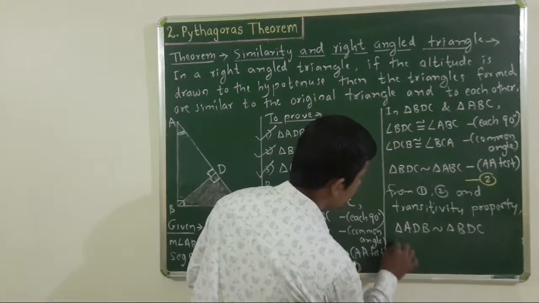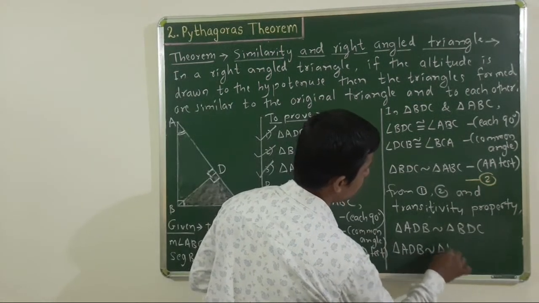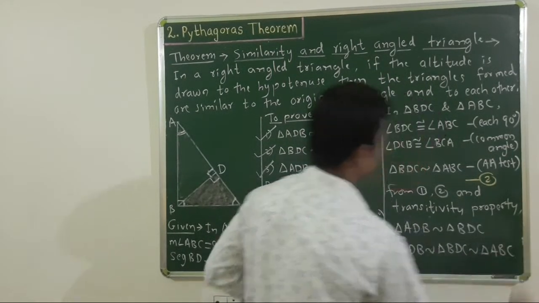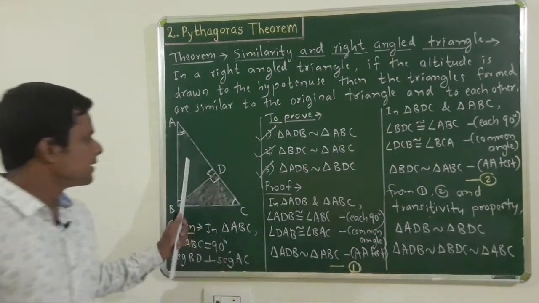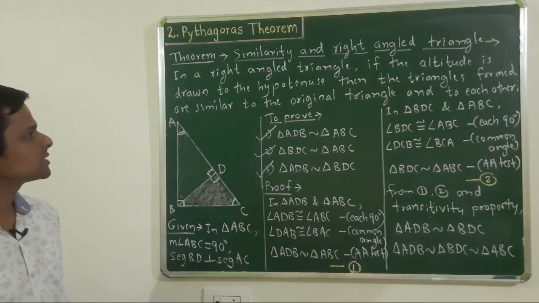I am writing this statement also here. That is, triangle ADB is similar to triangle BDC is similar to triangle ABC. It means all these three triangles are similar with each other. ADB is similar to BDC is similar to ABC. Hence proved. See once again.